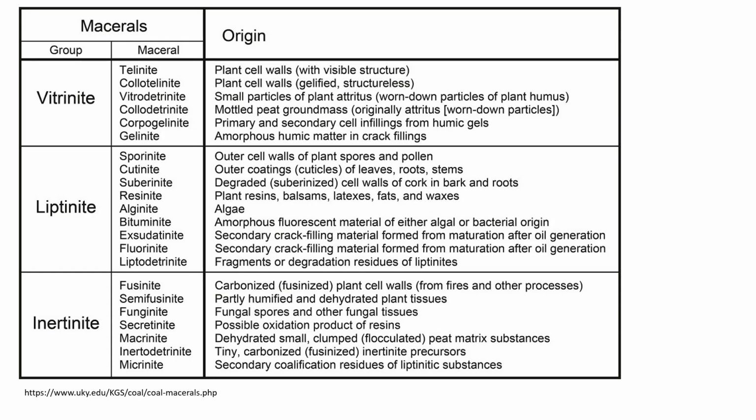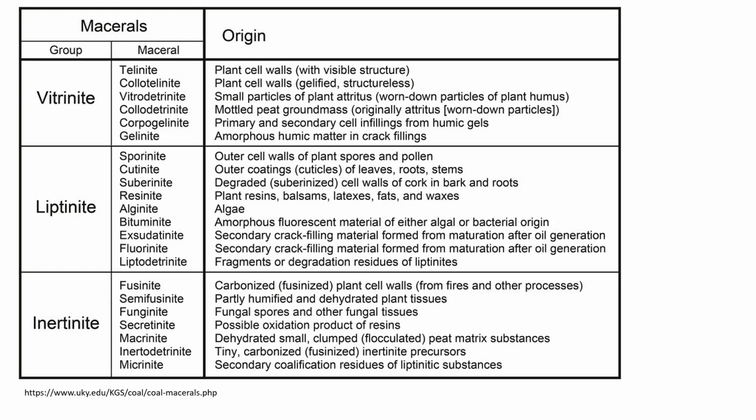Exudatinite, so these are secondary crack filling material formed from maturation after oil generation. And fluorinite is also the same thing. So bitumenite, exudatinite and fluorinite, these are the expelled hydrocarbon macerals. And then leptodetrinite, these are the degraded fragments or residues of liptinites.